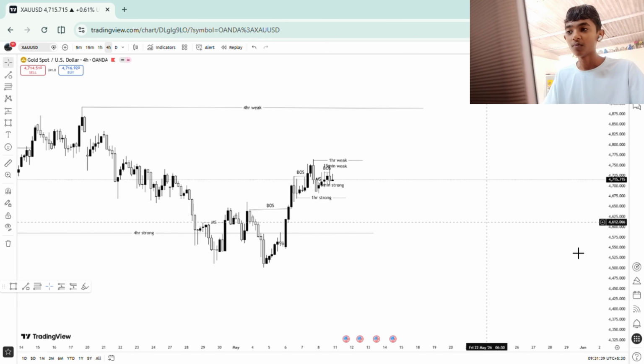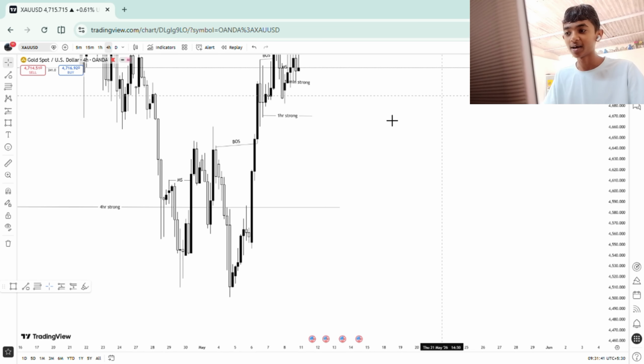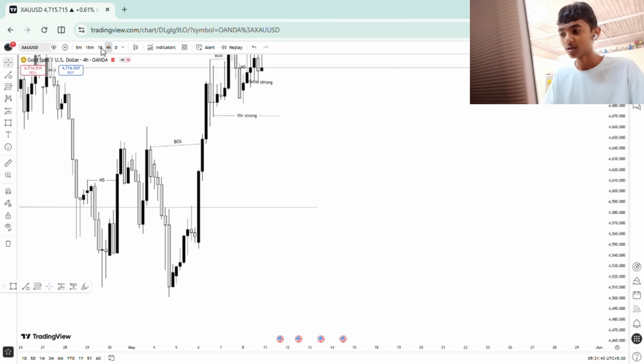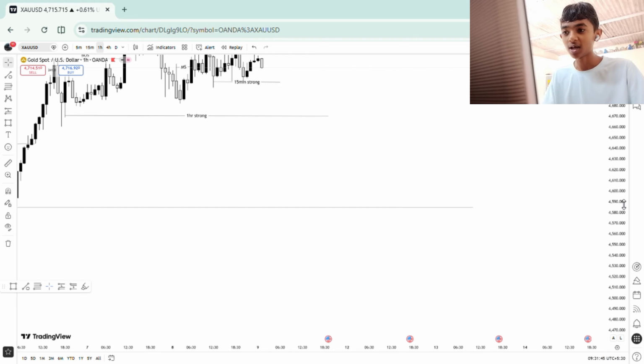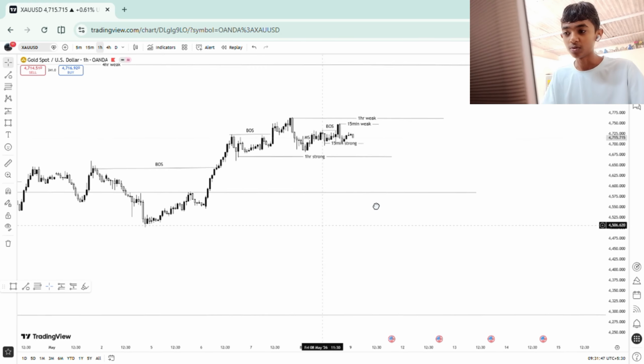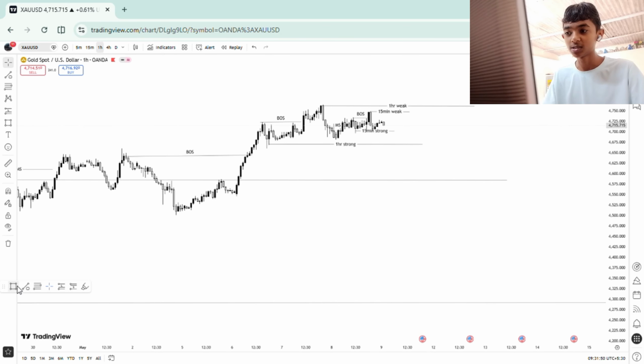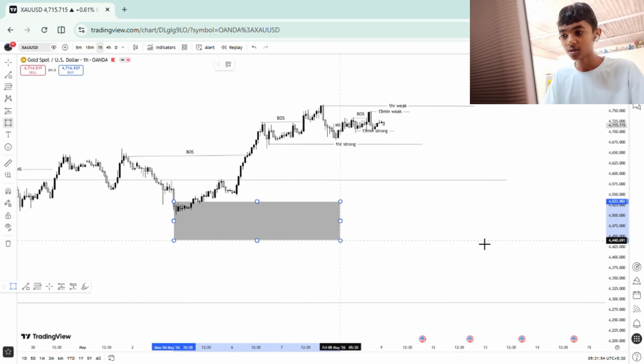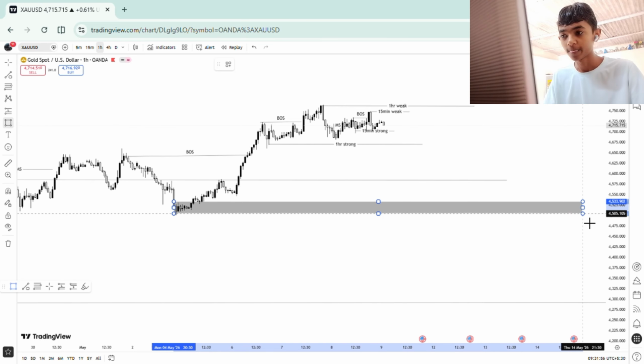We will go to the 1 hour time frame and mark our refined zones. We saw that this was the last bullish breakout structure. So this is the point of interest which led to this breakout structure. Then we saw that this is an order block. This is a valid order block.